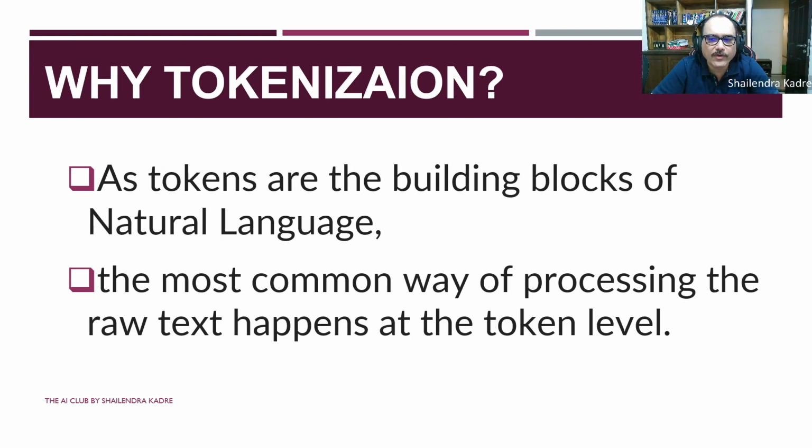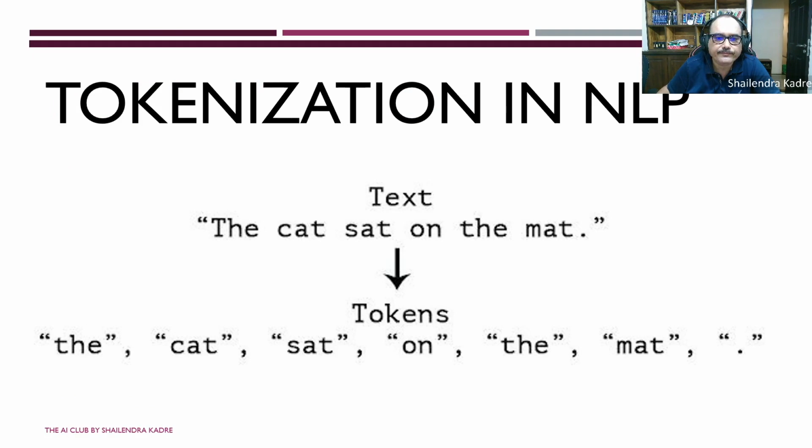The most common way of processing the raw text happens at the token level. As we have discussed many times, at the start of processing, we convert it into token level. This is a proper example which I wanted to show you. The text is: The cat sat on the mat.